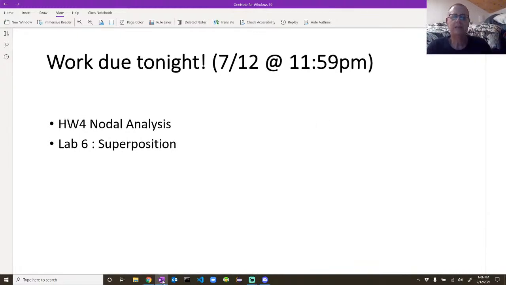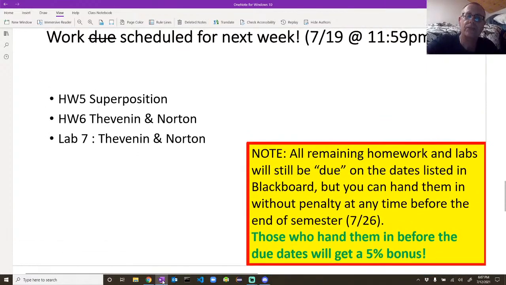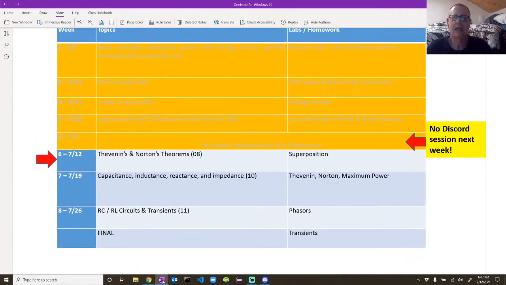So there's two homework assignments due tonight. There's the nodal analysis homework assignment, and there's the Lab 6 superposition assignment. I'm happy to go through either of those or both of those. Let's just have a look at next. So as you could see, we don't have much time left, right? After this week, we only have really 2 weeks of lectures. And then there's the final exam period after that. So what I've decided to do, the two assignments that are due tonight are due tonight. They will close tonight.